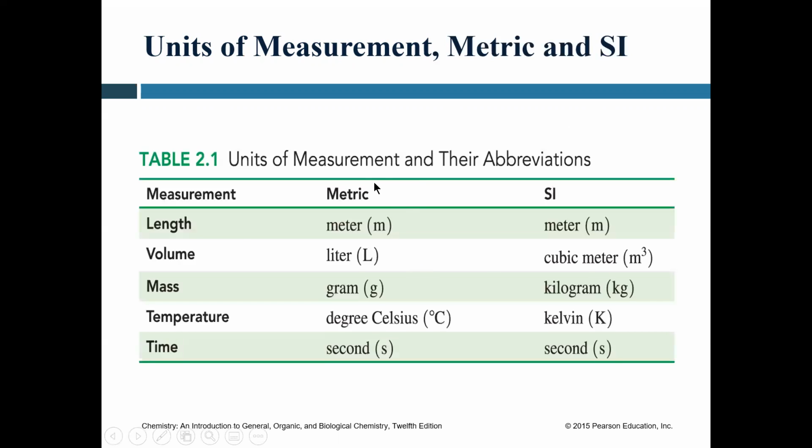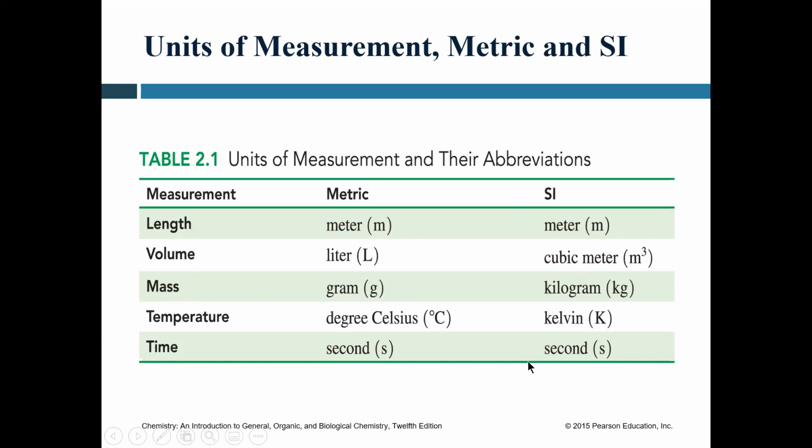So here are the units. This is the metric, and then this is the SI. They're pretty close to each other. It's a couple of changes. So length, both of those are in meters. Volume, the metric system is in liters. The SI unit is the cubic meter. Now, think about volume. Volume is something that occupies space. So we have a length times a width times a height. That's why we have that cubed value.